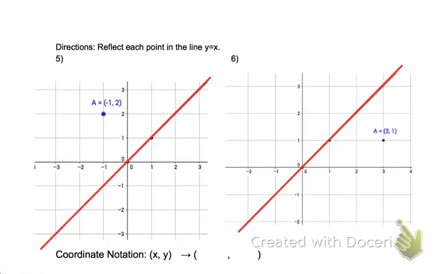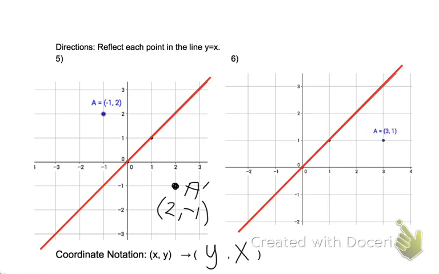Alright, the last reflection that we did, you guys did a GeoGebra activity on it on Friday, and we realized that when we reflect a point over the line y equals x, our coordinates end up switching. So in coordinate notation, the x and the y values switch. So we would put our y value first and then our x value second. So for number 5, instead of it being -1, 2, the point is going to be 2, -1, which would be right here. I'm going to label that A prime, and I'm going to write 2, -1.